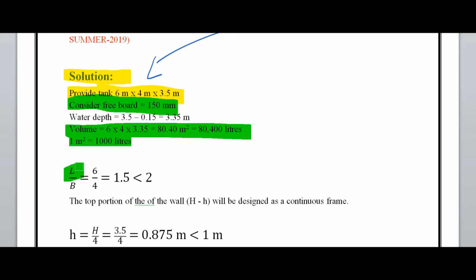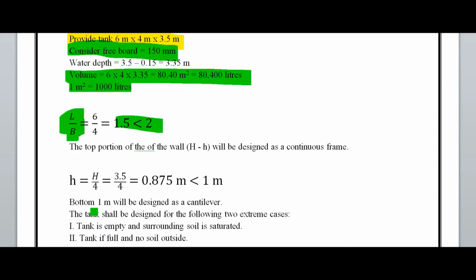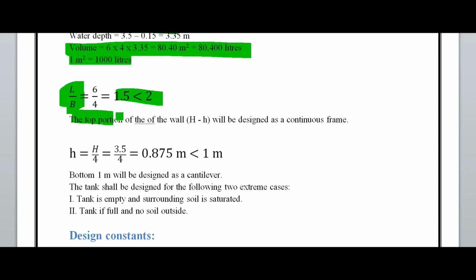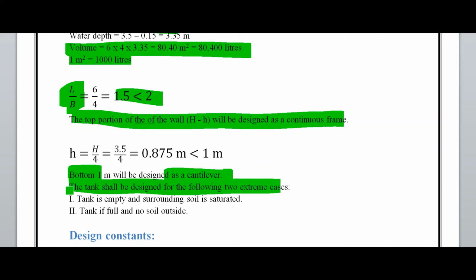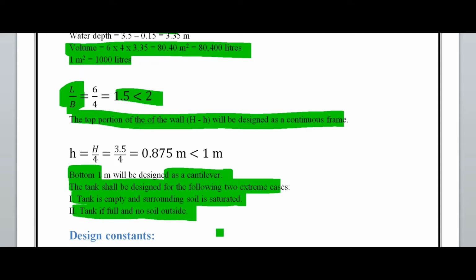So first we have to check that the L by B ratio is less than 2. If the L by B ratio is less than 2, at that time the top portion of the wall will be designed as a continuous frame, but the bottom portion is designed as a cantilever. Right? Same condition as in the on-ground rectangular water tank. So we have two conditions here. First is tank is empty and surrounding soil is saturated, and second one is tank is full and no soil outside.